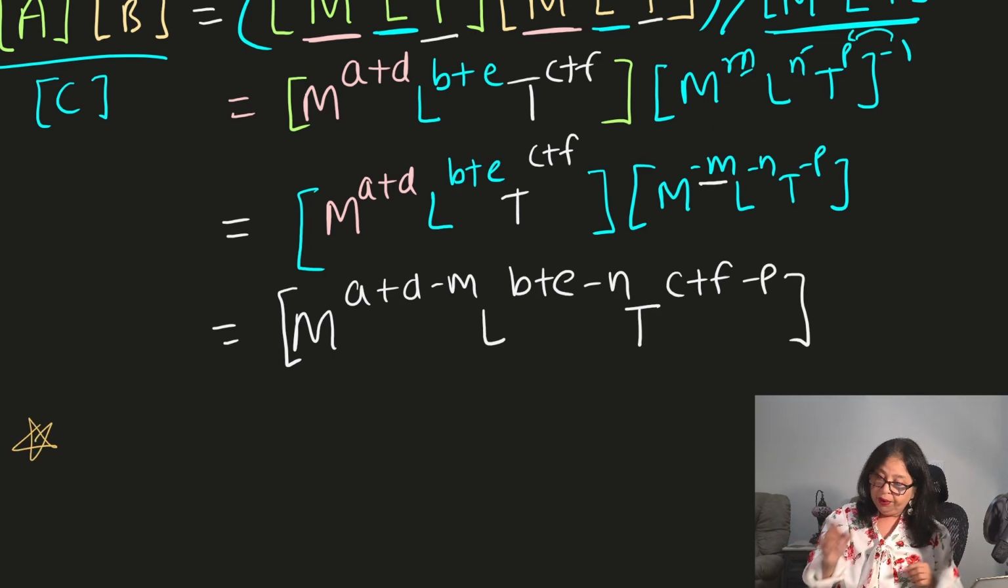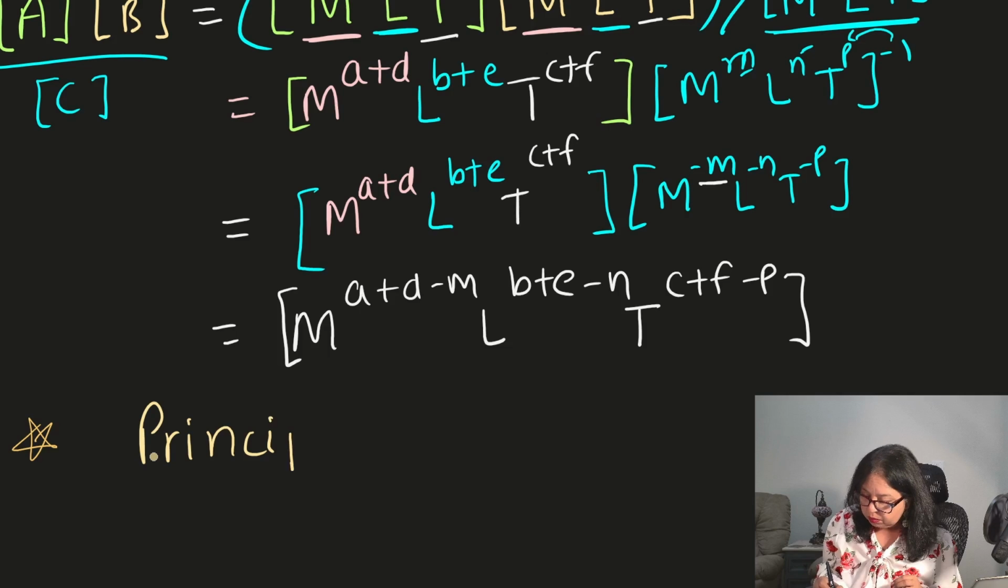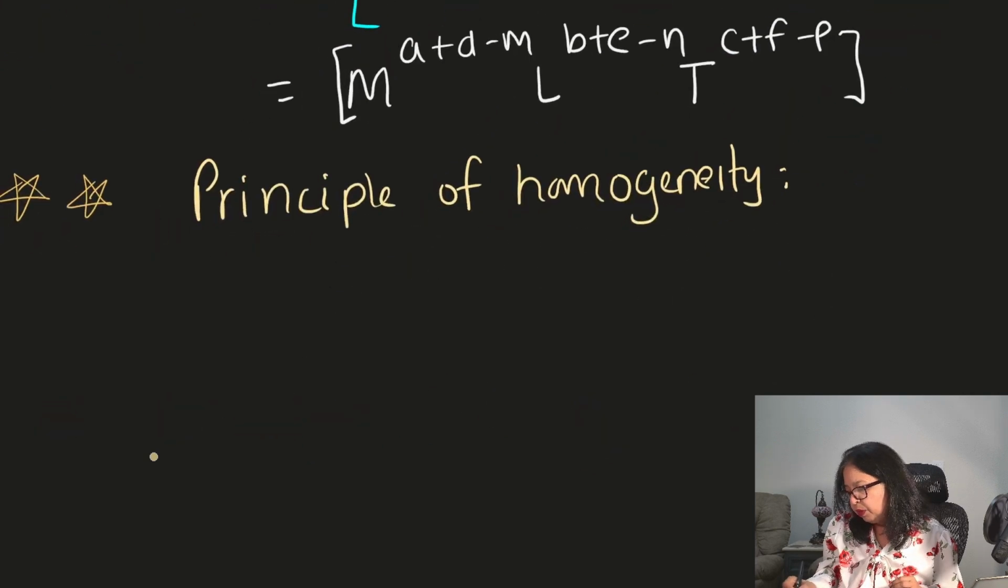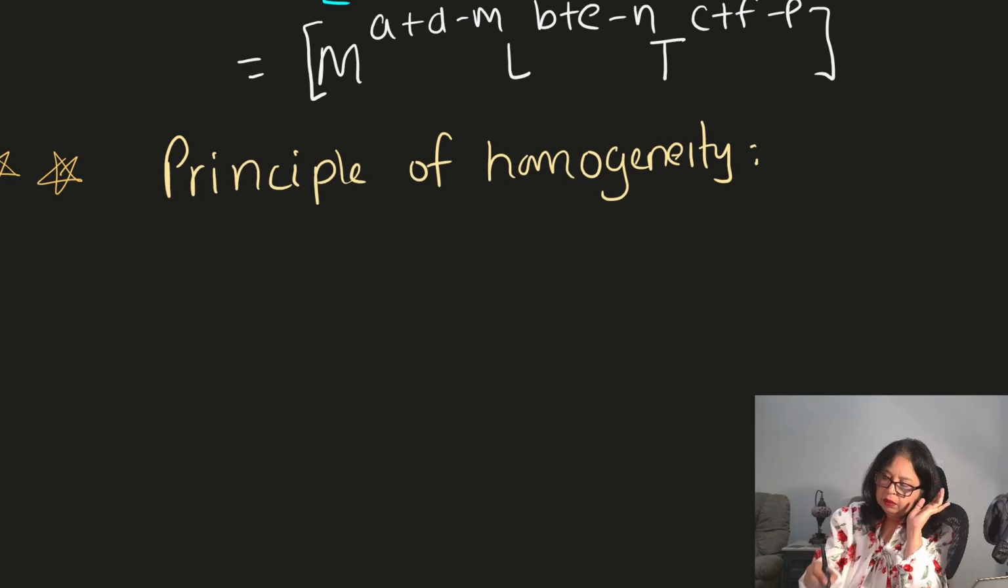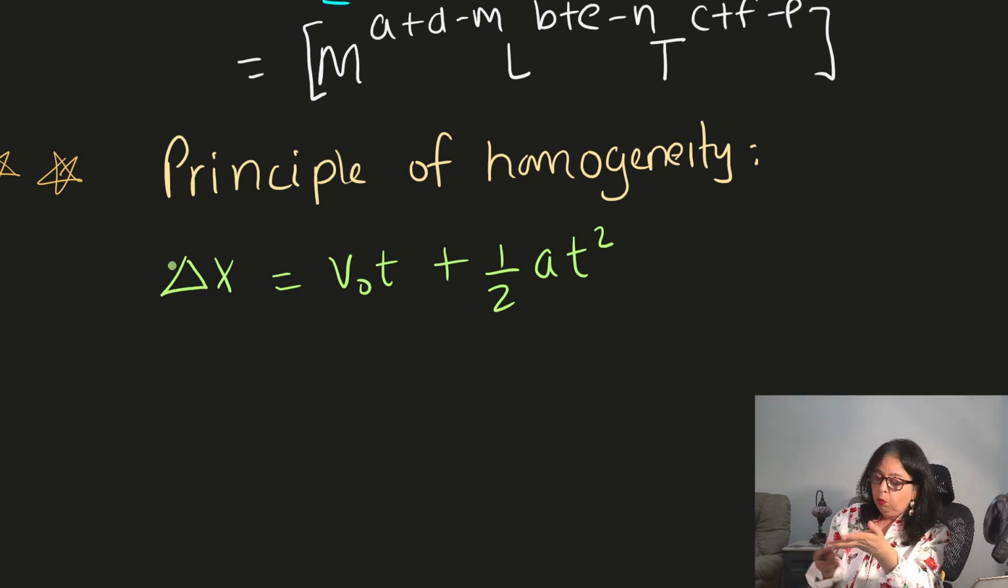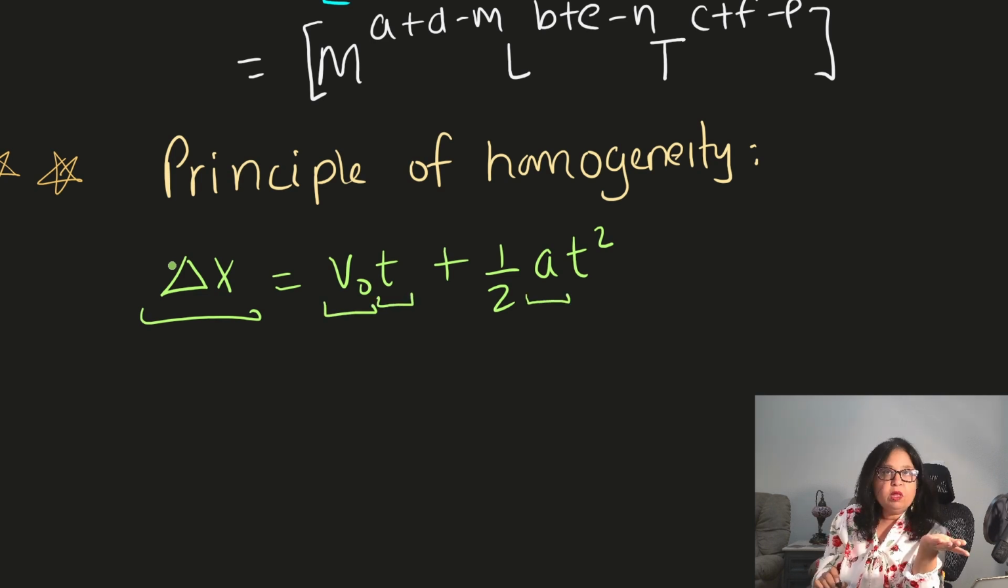Next thing, very important, is the principle of homogeneity. Let me show you first how it works. I bet you are familiar with the formula delta x equals v naught t plus 1/2 a t squared, correct? This is one of the equations of motion, right? So delta x on the left hand side is your displacement, correct? V naught is initial velocity, t is time, a is acceleration.